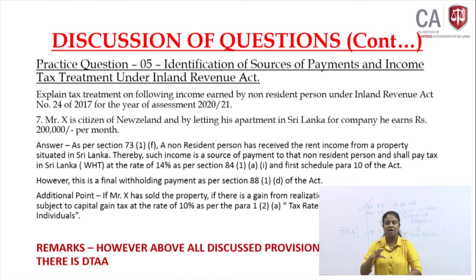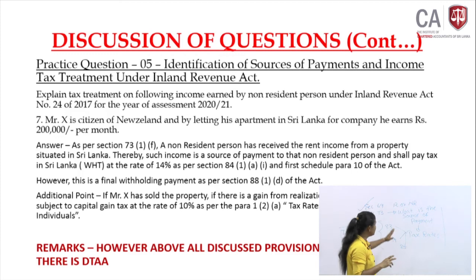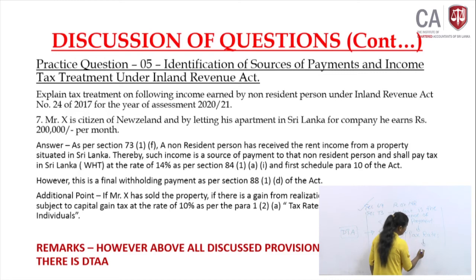By doing and discussing these 7 questions, I think you have an idea of the source of payment and the tax rates applicable, and whether these sources of payment are final withholding under section 88 or non-final. It's not a final withholding only in the circumstances where it has been derived through a Sri Lankan permanent establishment. That's the only point where it is not a final withholding payment.